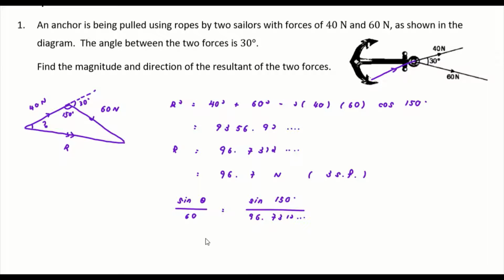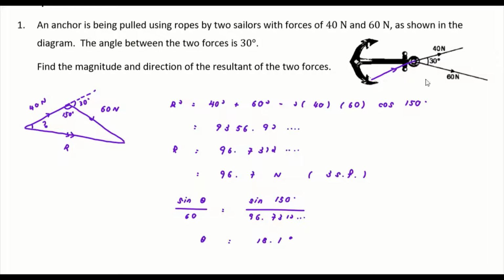Alright, so after you solve it in your calculator, you'll be able to get 18.1 degrees. You must remember that when you indicate the direction, you must indicate 18.1 degrees from where, because this is a diagram that you draw by yourself. You can imagine that what happened here is your resultant is actually below the 40, right? So that's why it's 18.1 degrees.